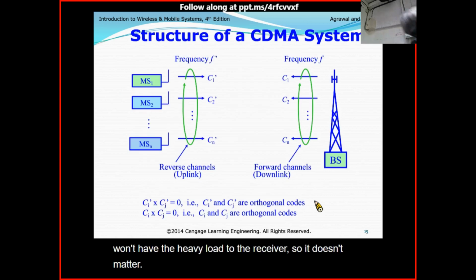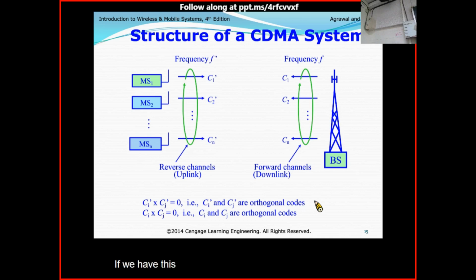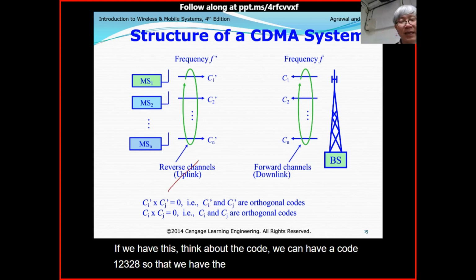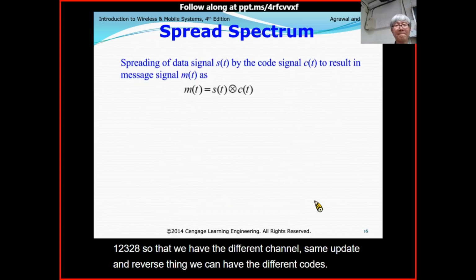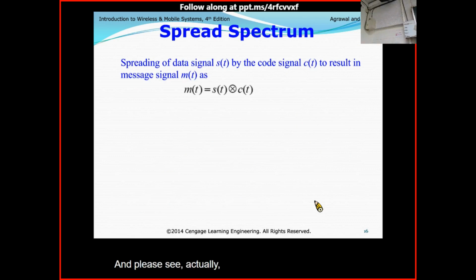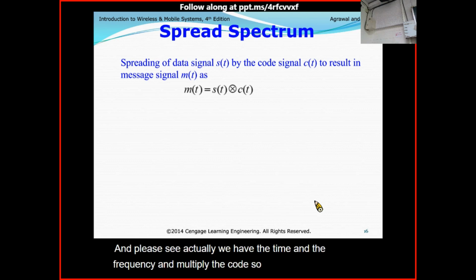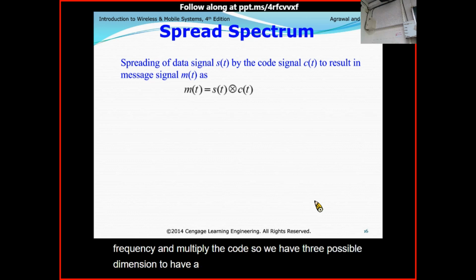Well, if we have this, think about the code. We can have code 1, 2, 3 to N, so that we have different channels. Same for uplink and reverse link, we can have different codes. And previously, actually, we have time and frequency, and now we multiply the code. So we have 3 possible dimensions: time, frequency, and codes. Well, that's it. This is CDMA.